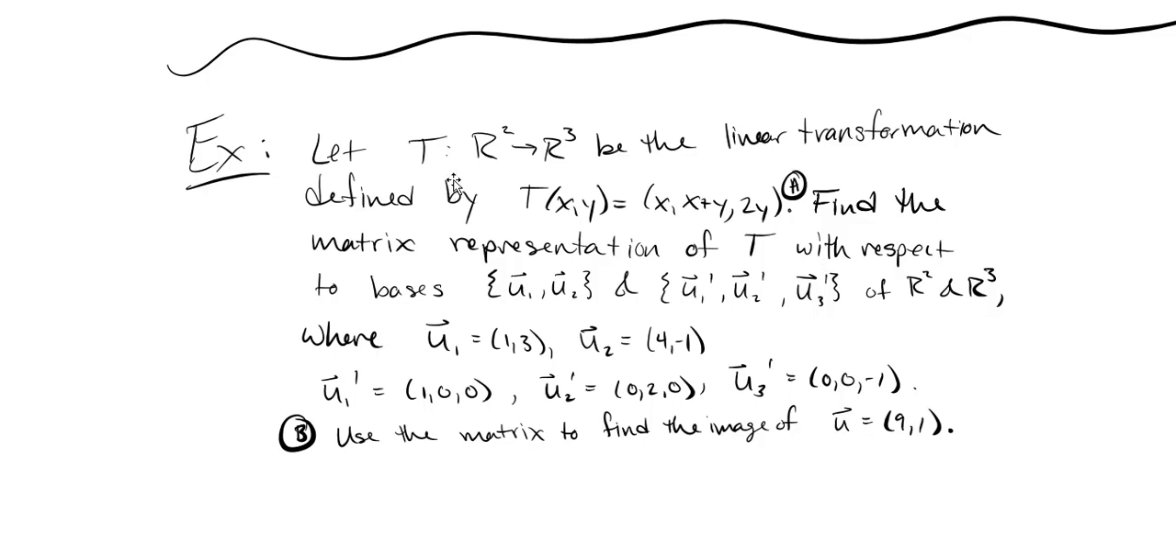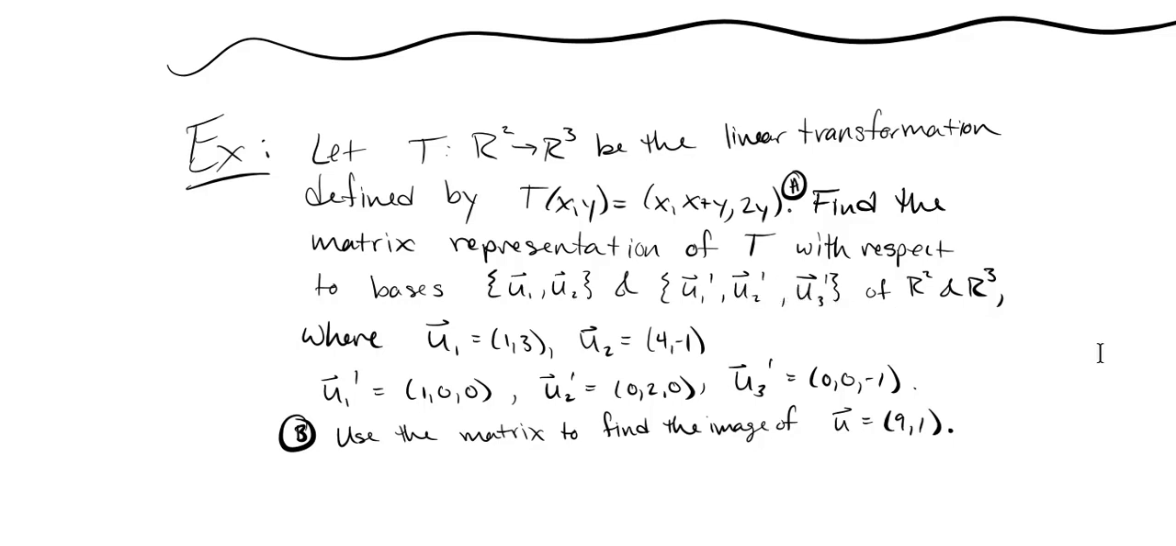With another example here, let T be the transformation taking elements of R2 to R3. It's a linear transformation defined by T of (x, y) equals (x, x plus y, 2y). The first thing we want to do is find the matrix representation of T with respect to the bases u1, u2 in the domain, and u1 prime, u2 prime, u3 prime in the codomain of R2 and R3 respectively, where we are given actual vectors for these.